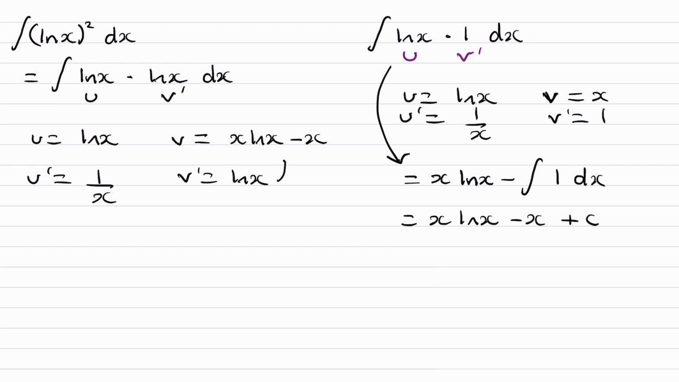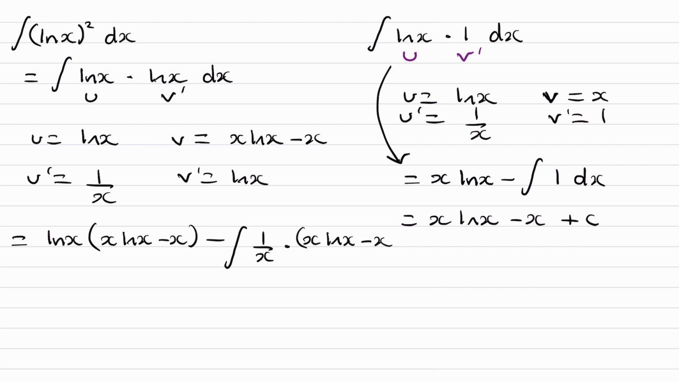Okay, so now we've integrated ln x. We can use the integration by parts formula for what we have here. So again, u times v. So this will be ln x multiplied by x ln x minus x. That's u times v, minus the integral of v u dash. So 1 over x multiplied by x ln x minus x.